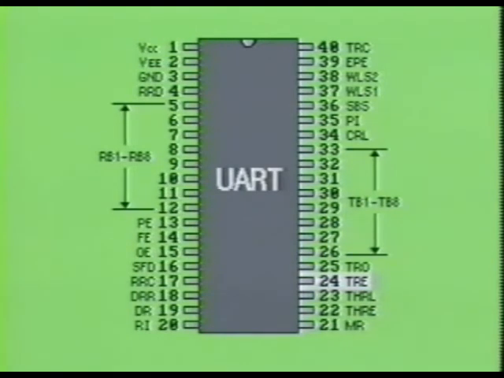Pin 24 is labeled TRE. It is the transmit register empty pin. This pin will remain high until a transmission of data takes place, at which point pin TRE drops low.